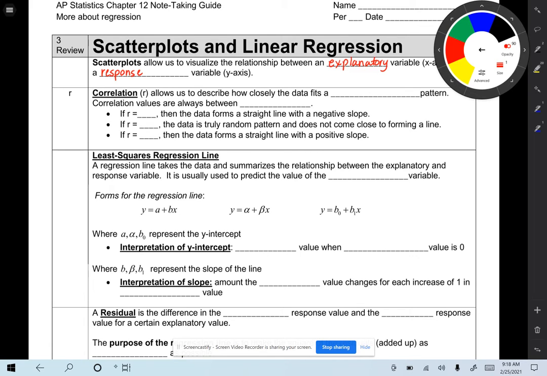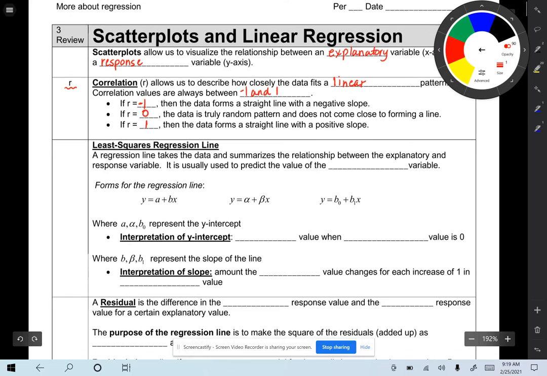The correlation r allows us to describe how closely the data fits a linear pattern. So the correlation tells us if there's a relationship between the two variables, not causation, but relationship. Correlation values are always between -1 and 1. If r is equal to -1, then the data forms a straight line with a negative slope. If r equals 0, the data is a random pattern and does not come close to forming a line. And if r equals +1, then the data forms a straight line with a positive slope.